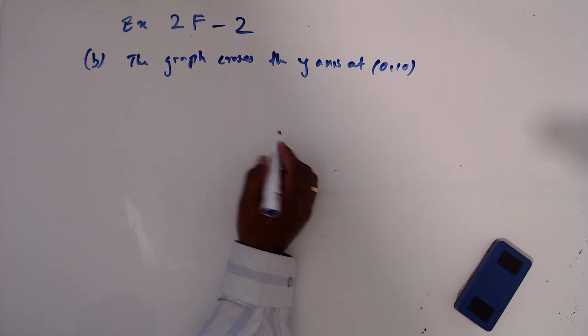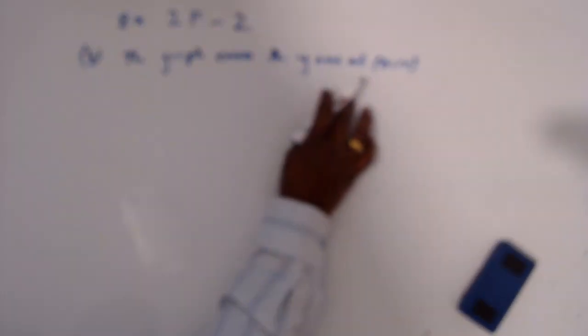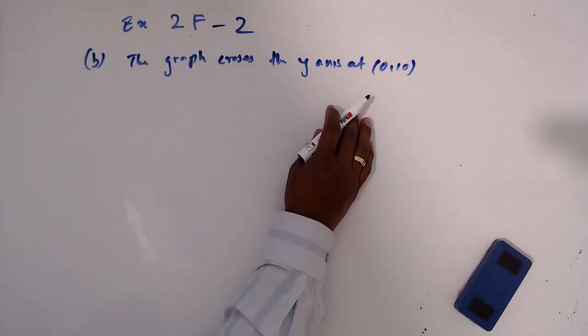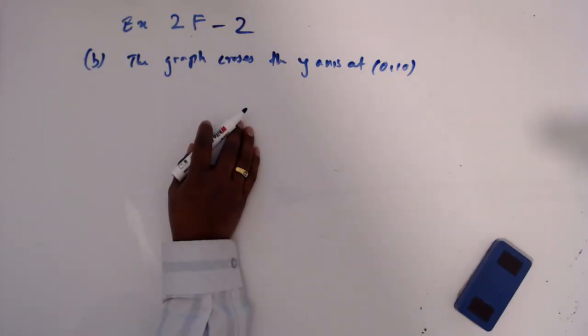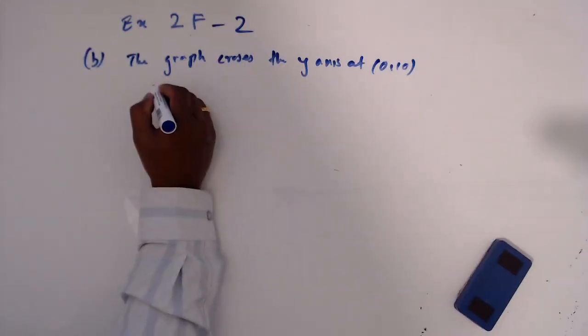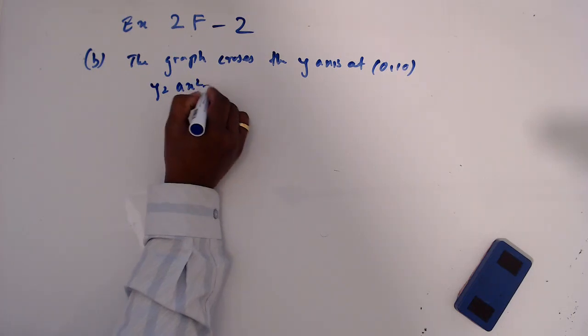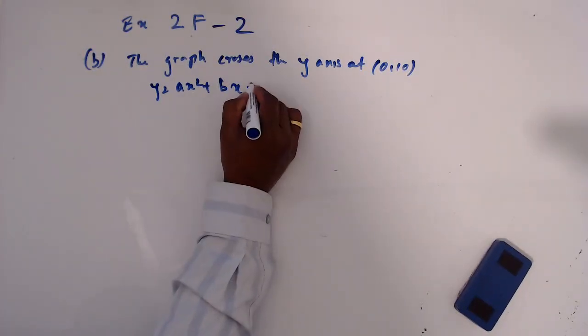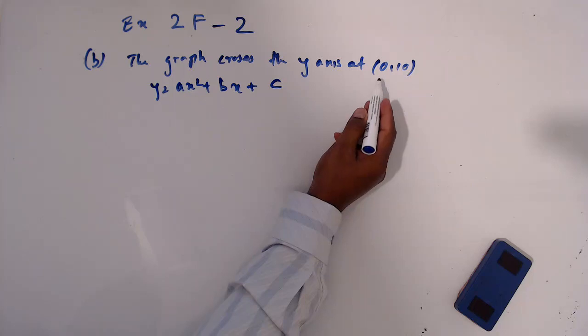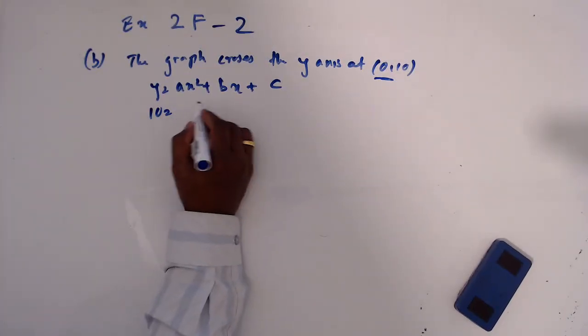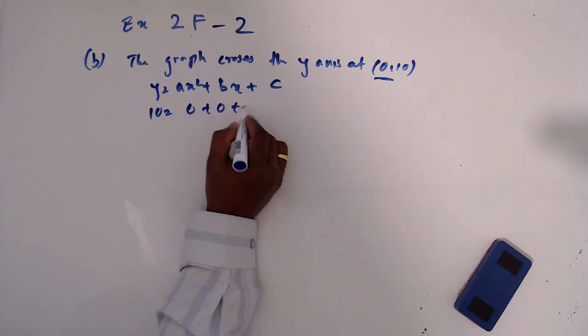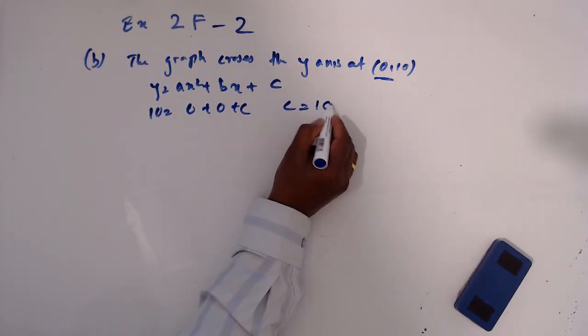At b, the graph crosses the y-axis at 0, 10. So it means y equal ax square plus bx plus c. So then I'll substitute this 0 and 10. 10 equal 0 plus 0 plus c. C equal 10.